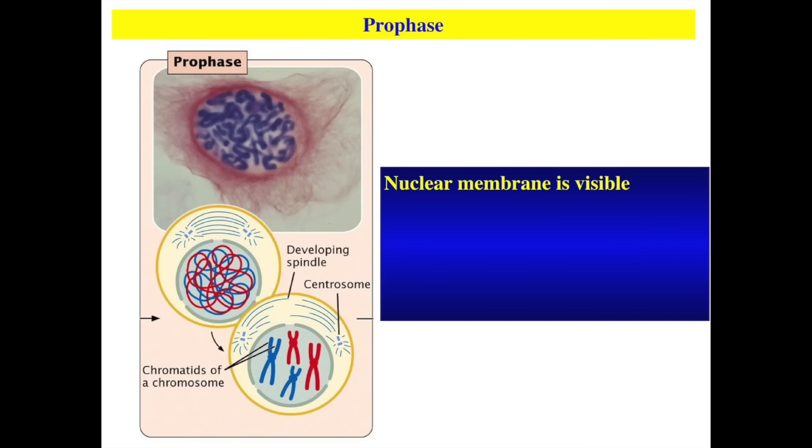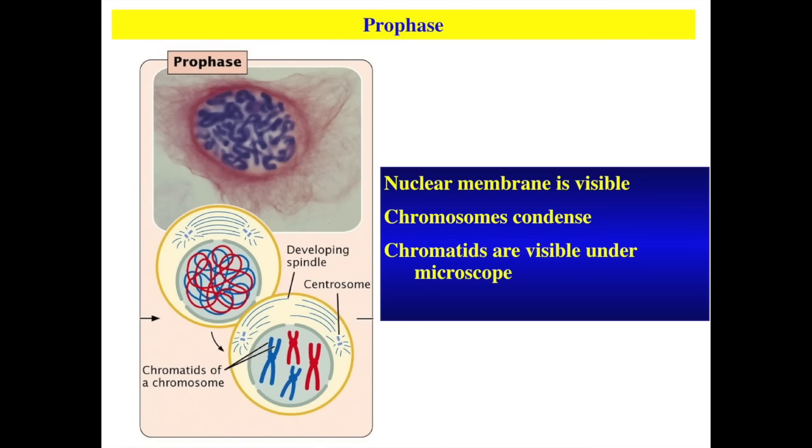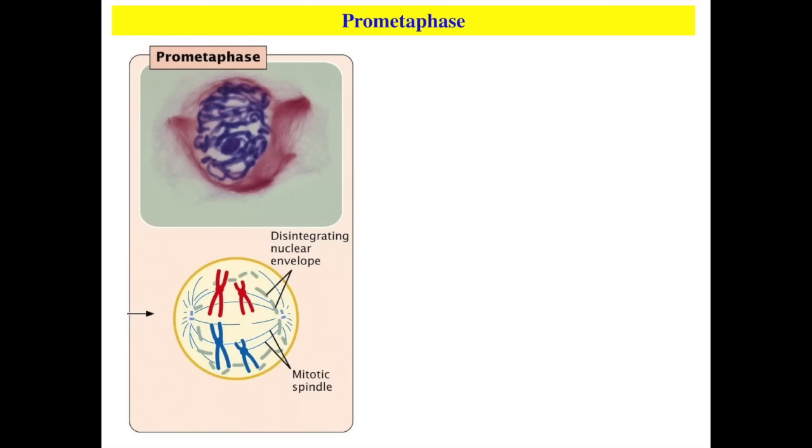During prophase, the nuclear membrane is visible, the chromosomes condense, chromatids are visible under the microscope, and the mitotic spindle grows out of the centrosomes.